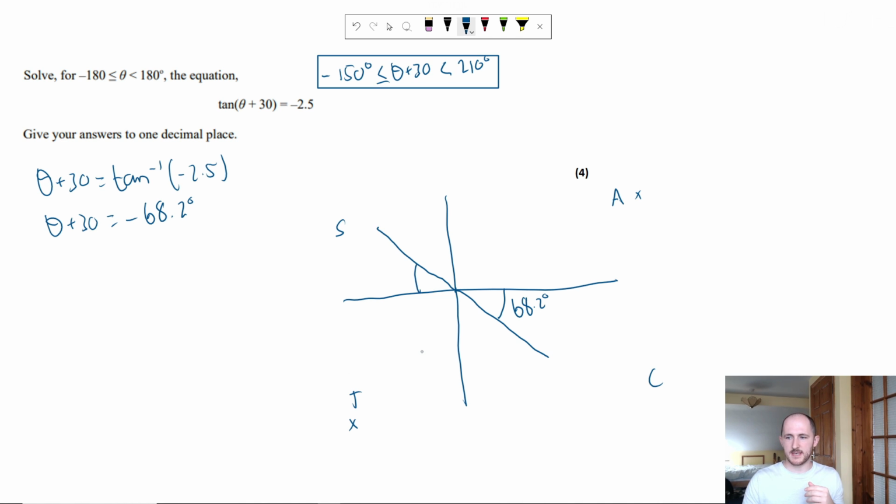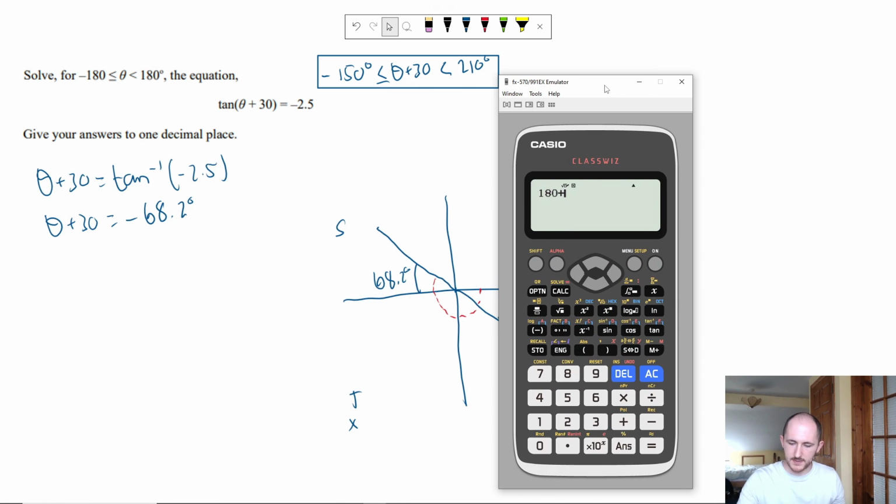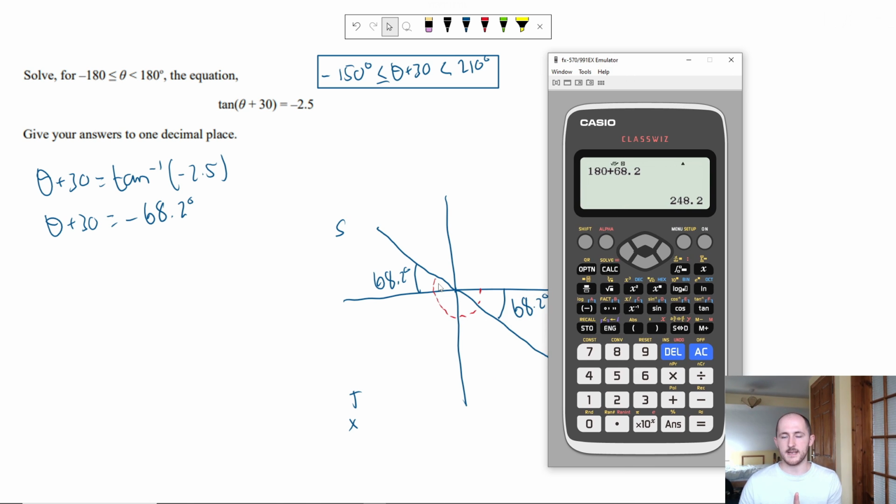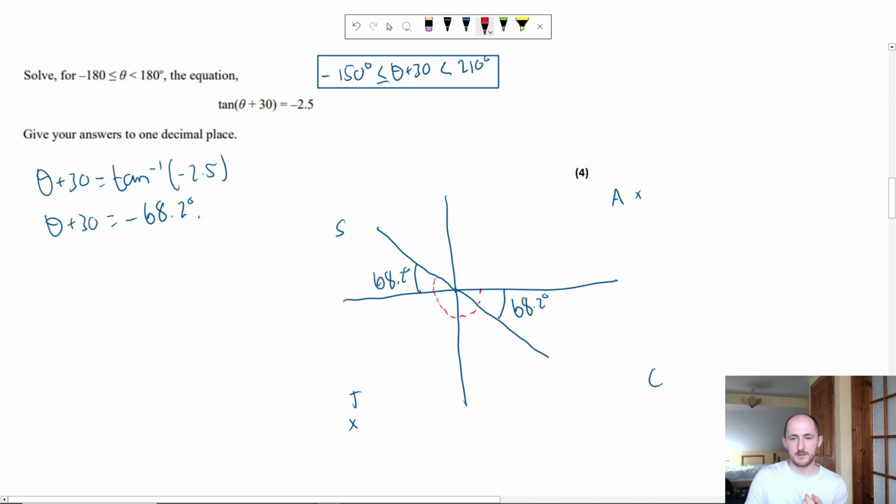Now this angle still is 68.2. That's no harm, no foul. Now we want all values between minus 150 and 210. So if I keep going negative for a second, and again I'm going to do these in different colors just to make it a bit more transparent. If I try and do that, what I'm going to have is 180 plus 68.2. But remember, I've read this clockwise. So this is a negative value.